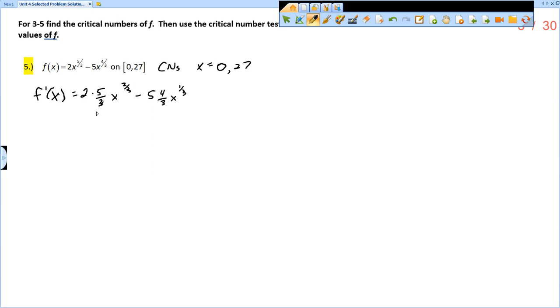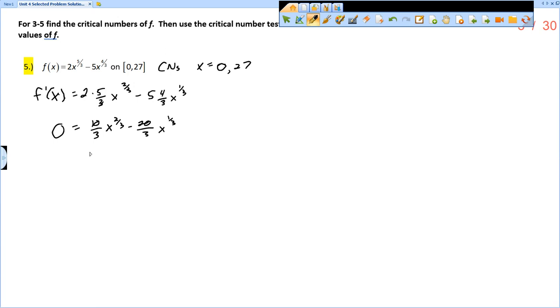Now, if I simplify this a little bit, I've got f prime of x equals 10 thirds x to the 2 thirds minus 20 thirds x to the 1 third. Now we're going to set this equal to 0, and we want to know when it is equal to 0 or undefined. But this thing is not going to be undefined, and I can talk about that in a moment.